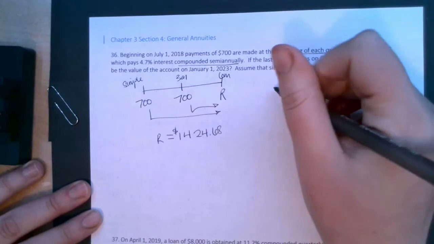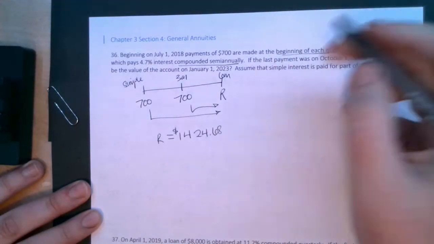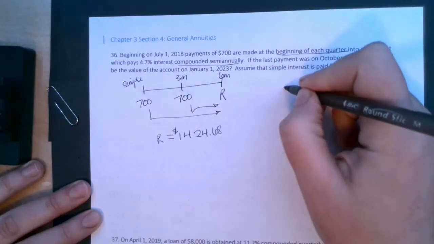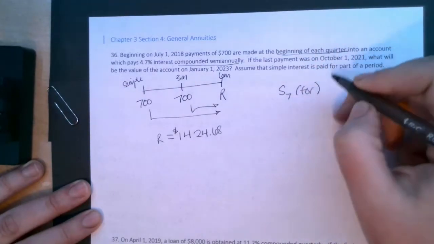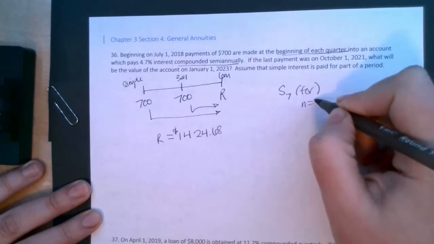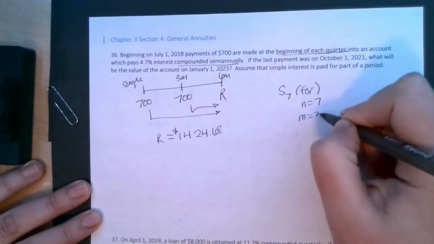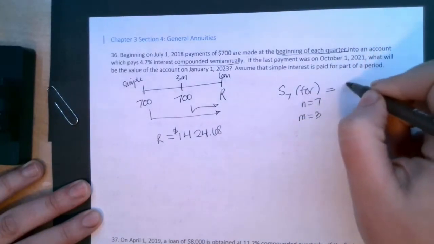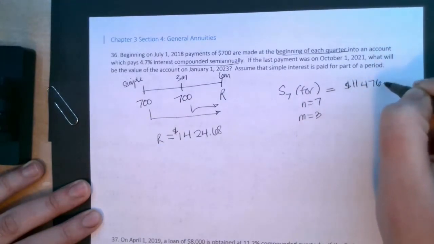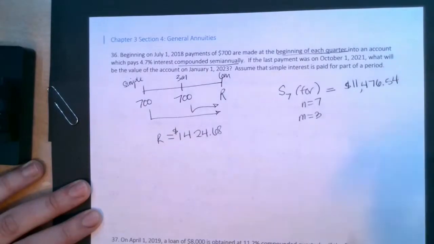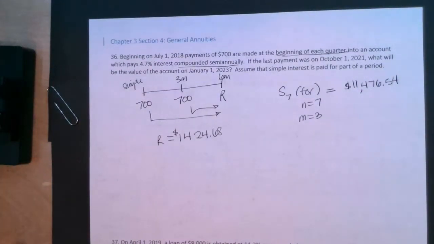And then for your summary going forward, this is an S7 for born, where your N is 7, and then your M, working it out, should be 3. And for that answer, you should get 11,476.54. So again, this is just to help you think it through.